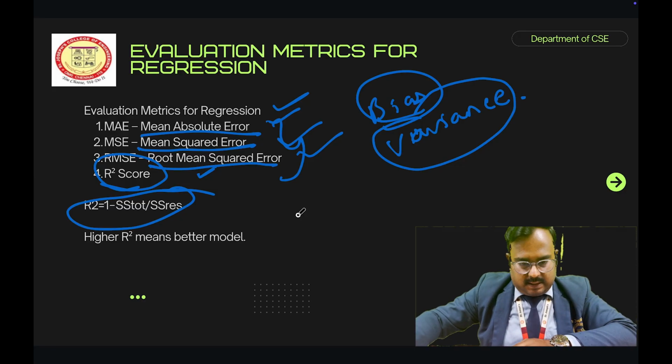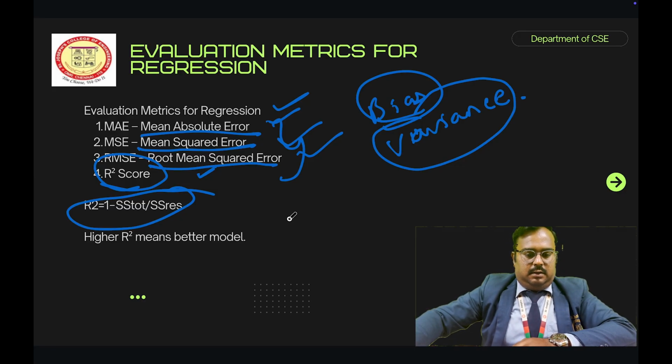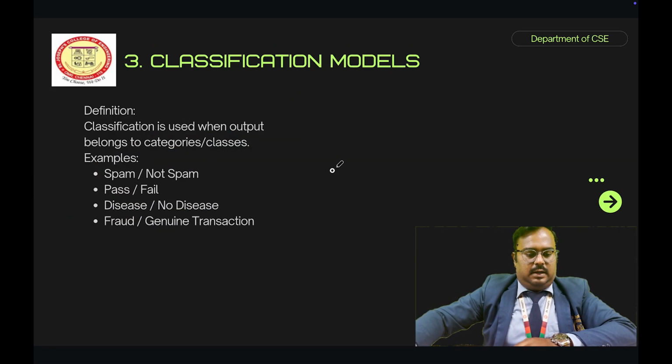So next one is the classification model. In a classification model, classification is used when the output belongs to categories or classes. For example, spam or not spam, pass or fail, disease or no disease, fraud or genuine transaction. So that is the classification model.